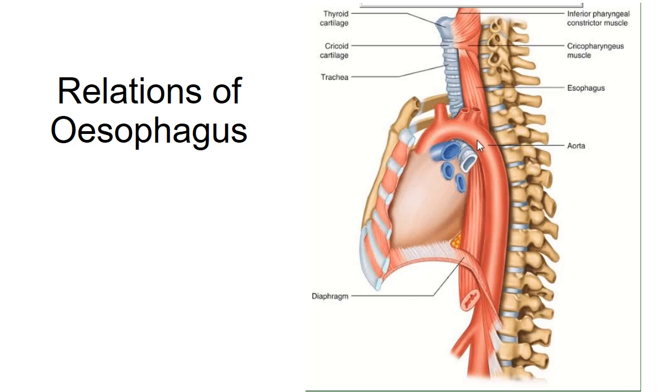On the left side, it is related to the aortic arch, this one, left subclavian artery, thoracic duct, left lung and pleura, left recurrent laryngeal nerve, descending thoracic aorta, and left lung and mediastinal pleura in the posterior mediastinum.